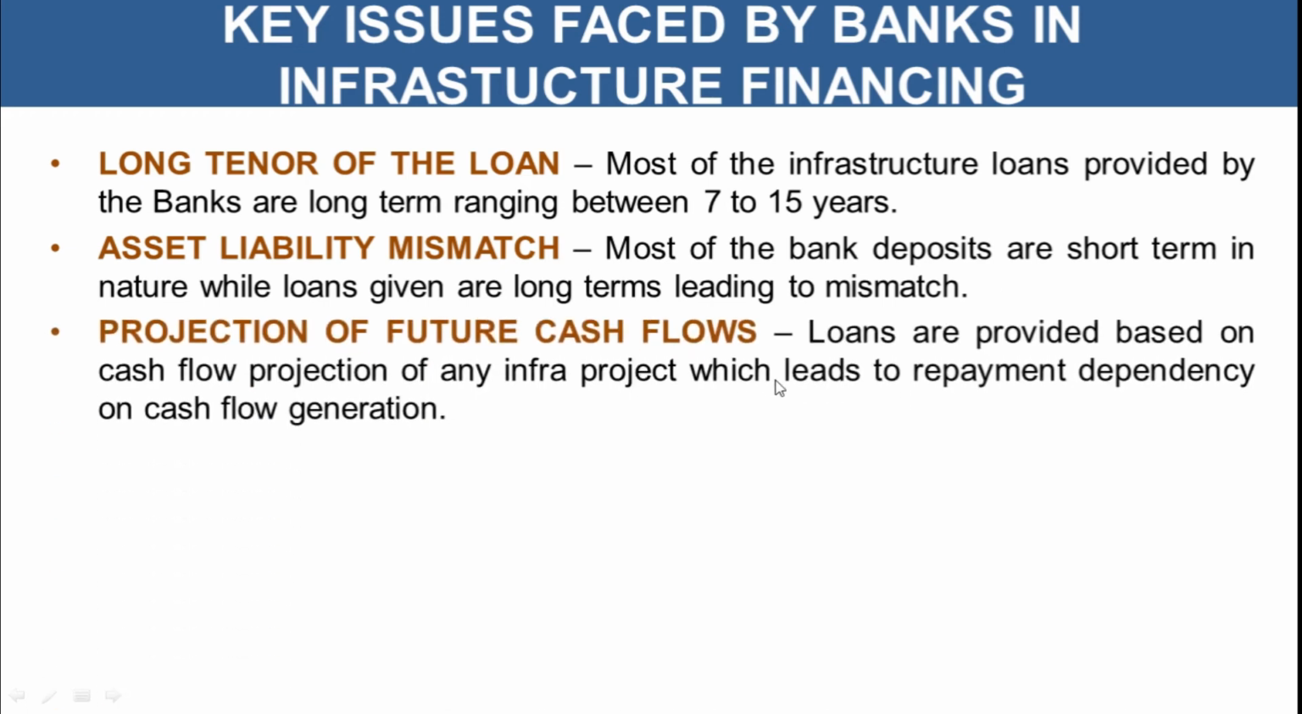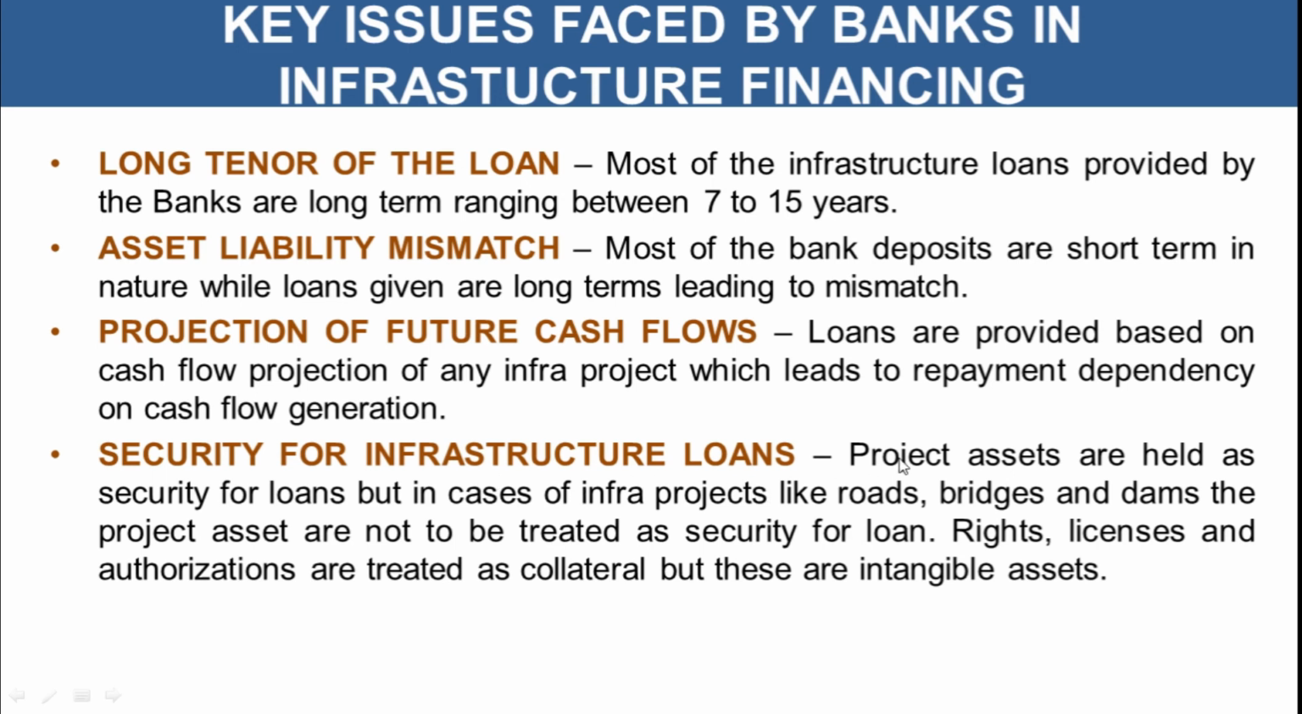Projection of future cash flows. Loans are provided based on cash flow projection of any infra project. So, infrastructure financing was totally depending on the cash flow projection. So, what all cash flow generation will be possible from one particular project will determine the loan amount to be given by banks or financial institutions. So, there was huge dependency of repayment on cash flow generation. And because this was an estimation and projection, it may go wrong. And thus, in this sense also, there was a risk involved.